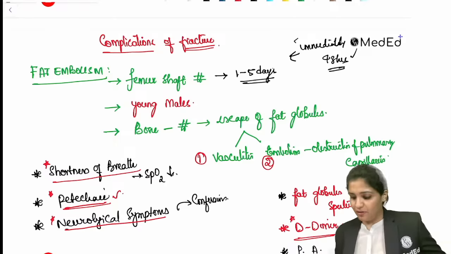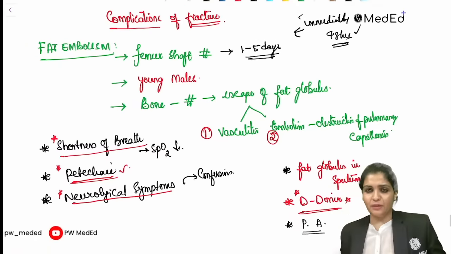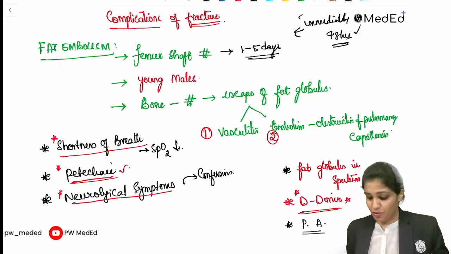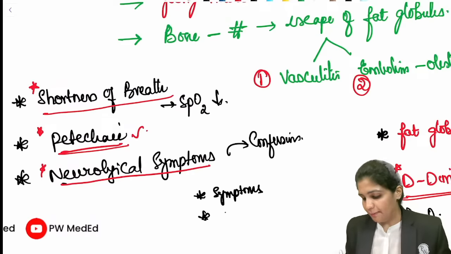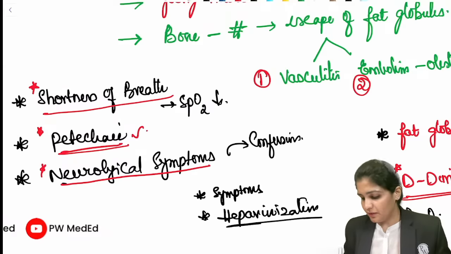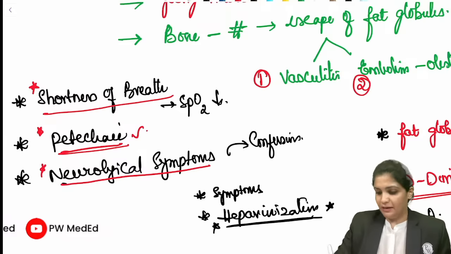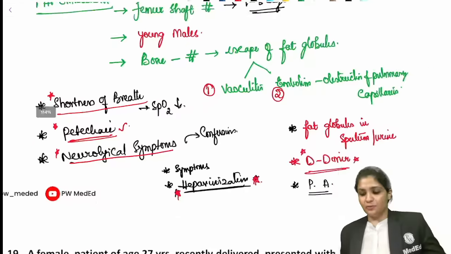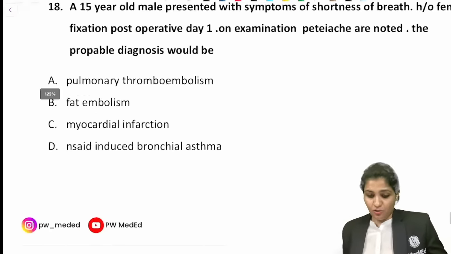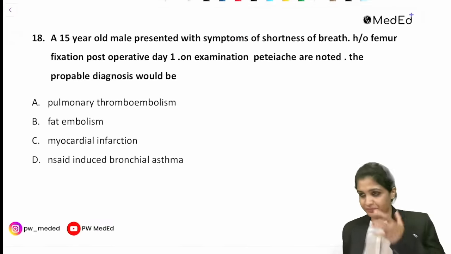And this fat embolism syndrome treatment is again based upon the condition, so conservative treatment. So first you have to treat him according to the symptoms, and one thing you have to remember is heparinization should be done. Okay, that is what is important, heparinization. That is the treatment of fat embolism syndrome. So now I think you can answer.